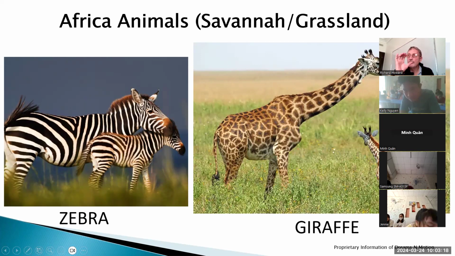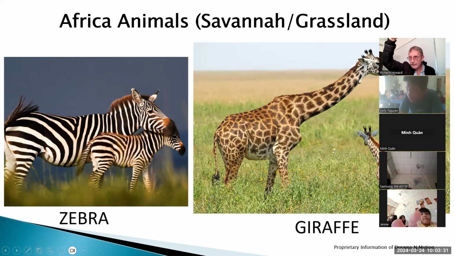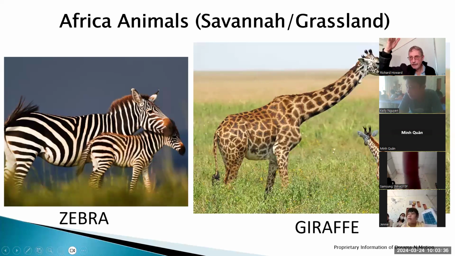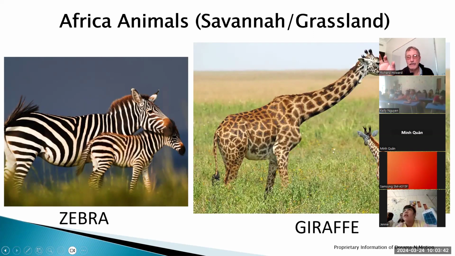But also, if you look at the giraffe, the good thing about having a long neck is they can reach the trees to eat food, right? So they can eat food that's very high that other animals cannot eat, like the branches and the leaves on a tree. Good job. And again, a lion will sometimes eat baby giraffes or baby zebras, okay?